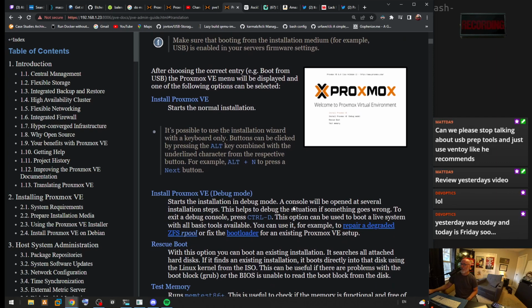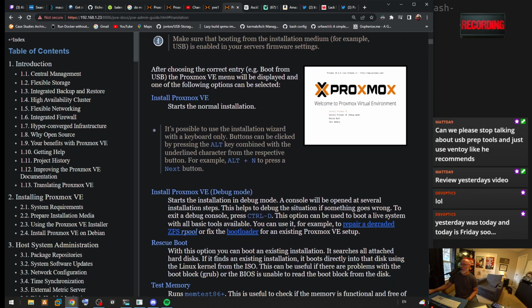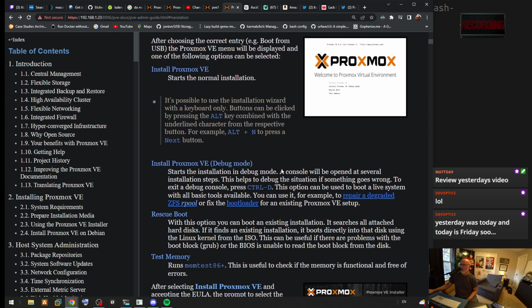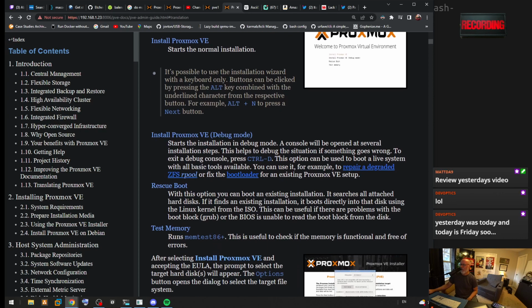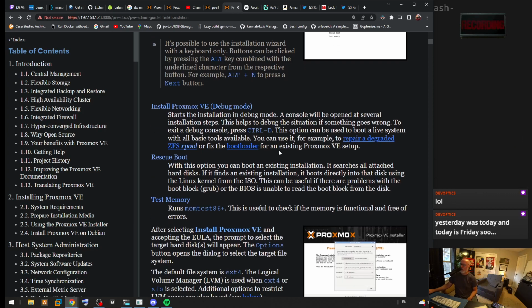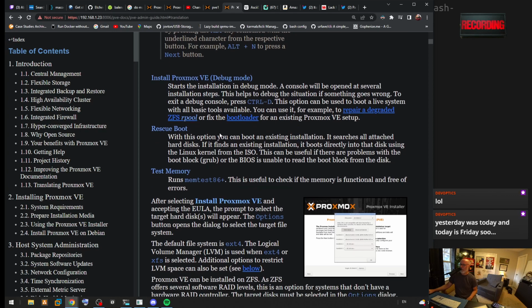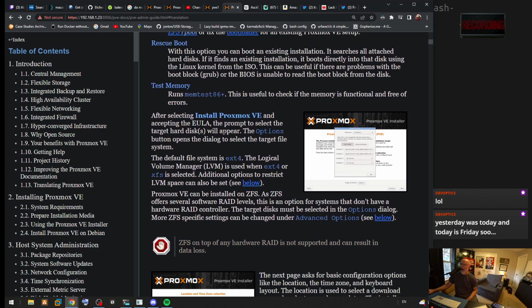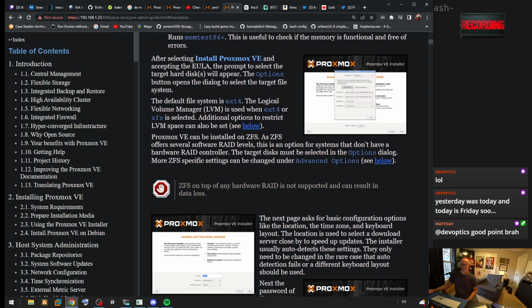Today's Friday. Two Fridays in a row. Install Proxmox VE starts the normal installation. Debug menu. I did it without a mouse, by the way, so you can tab through everything. Debug mode, rescue boot, test memory. I mean, the rest of the stuff is pretty basic.